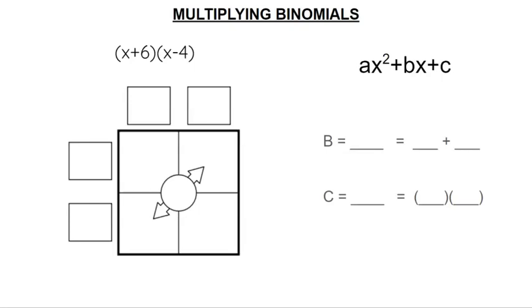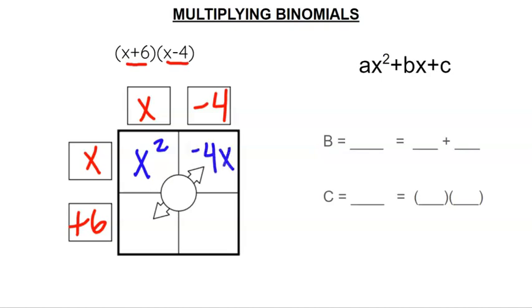So when we multiply binomials, we talked about the box method last unit. So we have x plus 6 times x minus 4. So we're going to multiply those together. First we are going to do x times x, which is x squared. And then x times negative 4, which is negative 4x. Then x times 6, which is 6x. And then 6 times negative 4, which is negative 24.